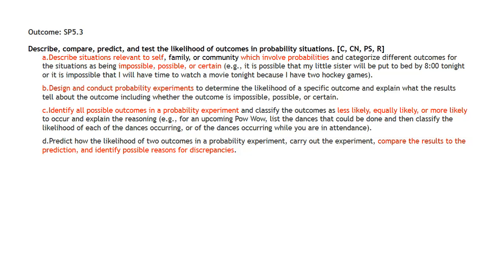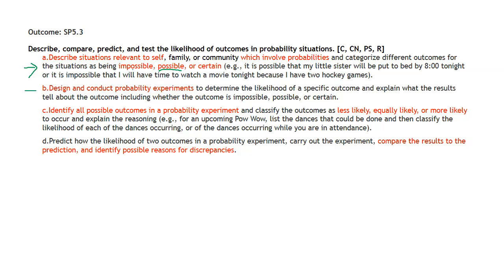The next outcome, B, says design and conduct probability experiments to determine the likelihood of a specific outcome and explain what the results tell about the outcome, including whether the outcome is impossible, possible, or certain. So when you're designing an experiment, let's say you are talking about the probability of a coin landing on heads. So it's possible that it would land on heads, but it's not certain, and it's definitely not impossible because it is one of the choices.